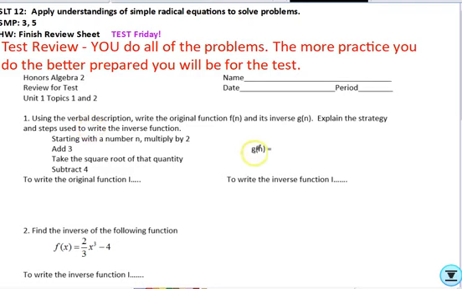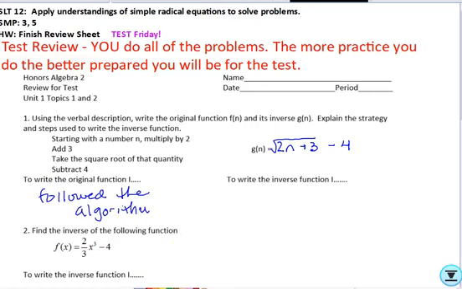All right, so the original function, this algorithm: you start with n, you multiply by 2, add 3, square root, and subtract 4. So write the original function, following the algorithm.